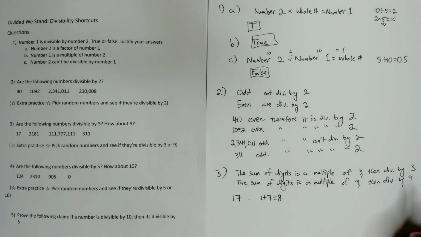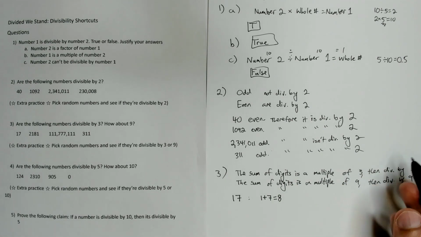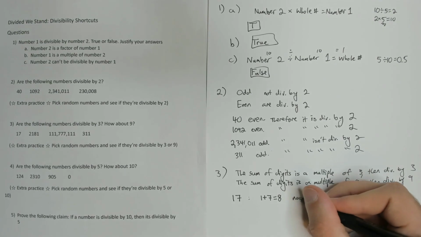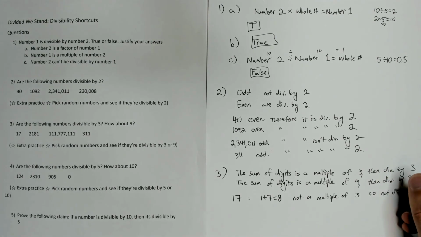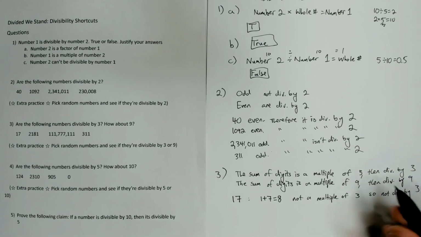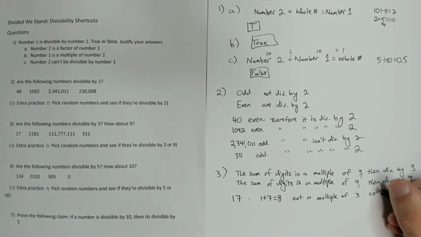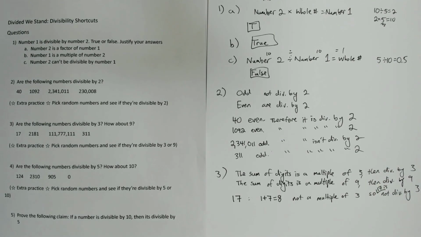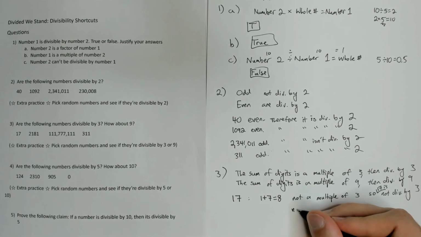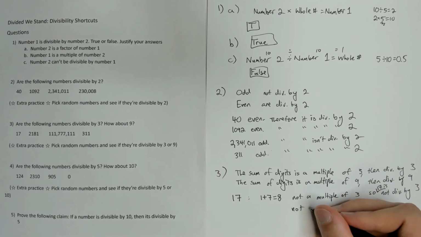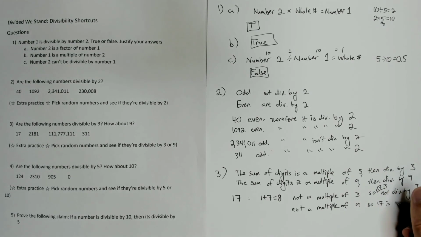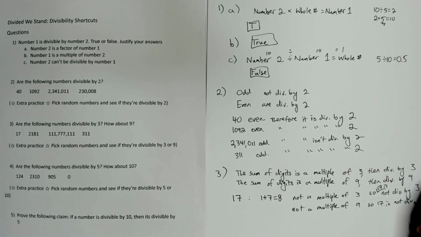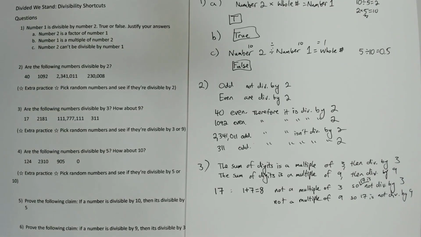So now we check, is 8 a multiple of 3? Well, it's not, right? If we count by 3s, we're going to pass 8. So not a multiple of 3, so not divisible by 3. And 8 is also not a multiple of 9, right? 9 is bigger than 8, so it's definitely not a multiple of 9. So 17 is not divisible by 9. All right, so 17 is divisible by neither 3 nor 9.